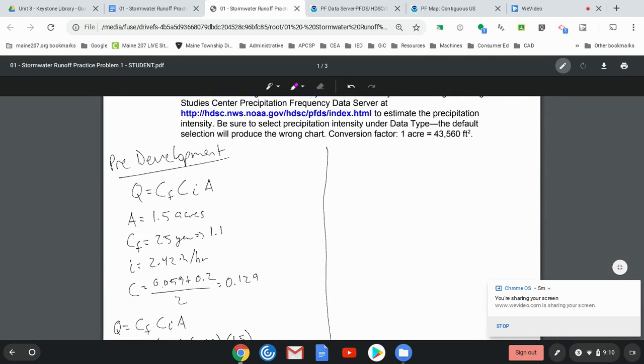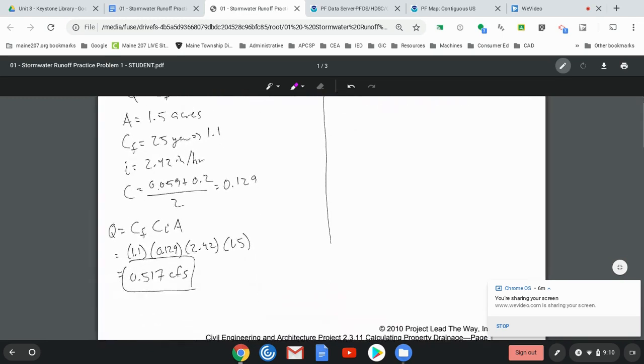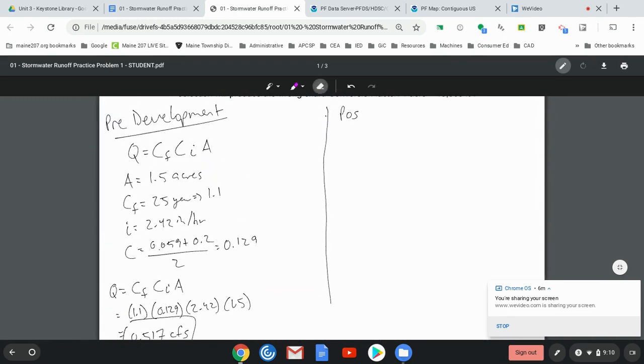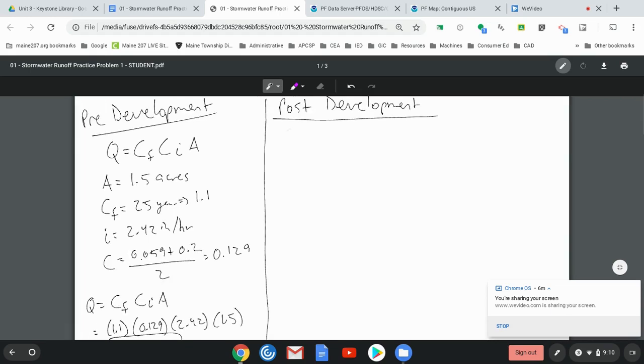All right, post-development, I can give myself a little more room here. Okay, so post-development, we still have CF being 1.1. We still have I being 2.42, but now we have a couple different areas. All right, so we have the coffee shop.